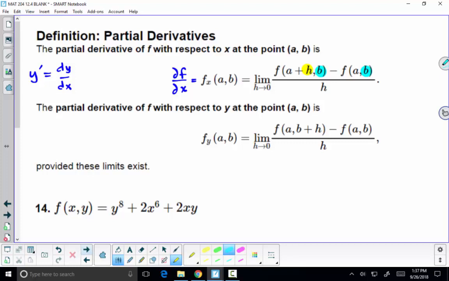So a plus h is approaching a. It's just like the difference quotient that you use for a regular derivative, except that there are two coordinates. One of them we fix. And similarly, for this one, we're going to let the y-coordinate change, and we're fixing the x-coordinate to be a. So those will be the formal definitions. We'll use these less than you used the formal definition of the derivative in Calc 1, which is good because those are very, very hard to use when you're dealing with a multivariable function.